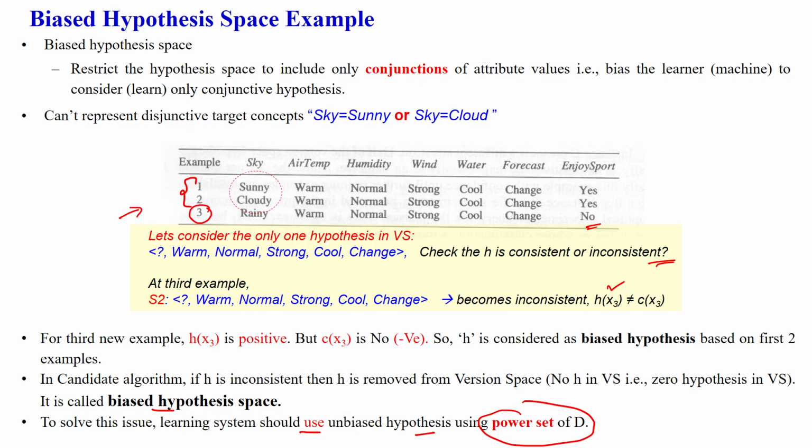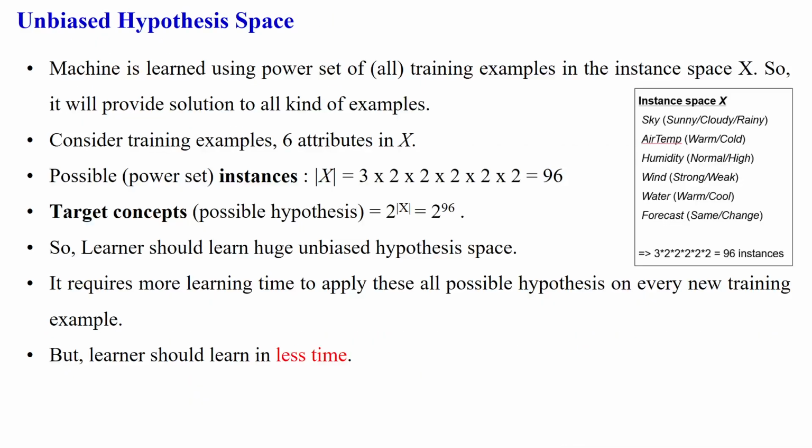So we will create the unbiased hypothesis by using the power set of D with respect to the weather data set, which has 6 attributes. The learning system is learning the knowledge using the power set of all given training examples in the instance space X. So there is the possibility to get a solution to all different types of examples with different feature values. Here sky has 3 types of values, and temperature has 2 values. Like that, all different types of values are there for the different attributes.